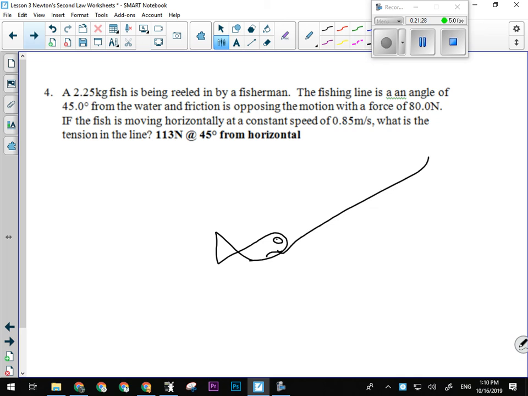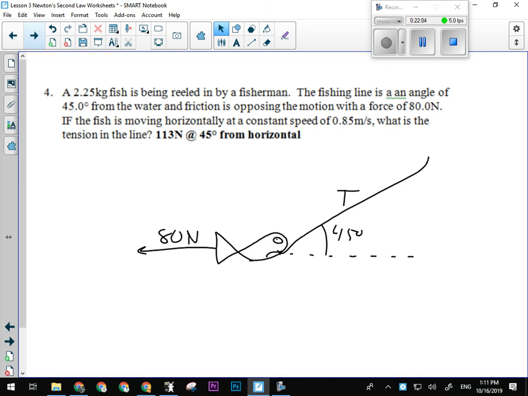That's the line. This angle here is 45 degrees. We're trying to find the tension in the line. We know the fish is moving horizontally at a constant speed of 0.85 meters per second. We also know there's a force of friction acting backwards of 80 newtons. We need to find the tension in the line. I'll give you a few minutes on that.